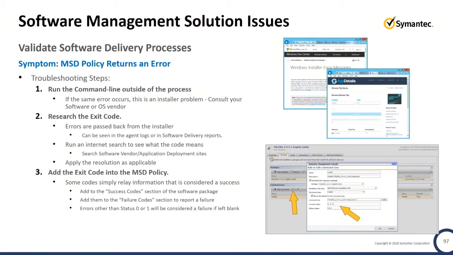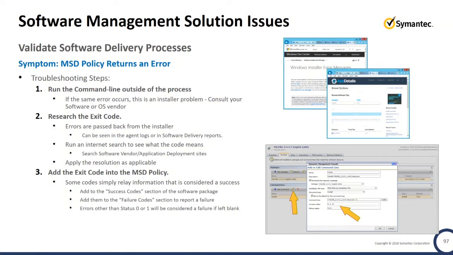Okay, the policy returns an error of any kind. Okay, run the command line outside of the policy, right? So take the command line you see in the policy, run it on that local machine. If it gives error 1602, go research it. It's pretty obvious. Go to the vendor site, see what 1602 means.